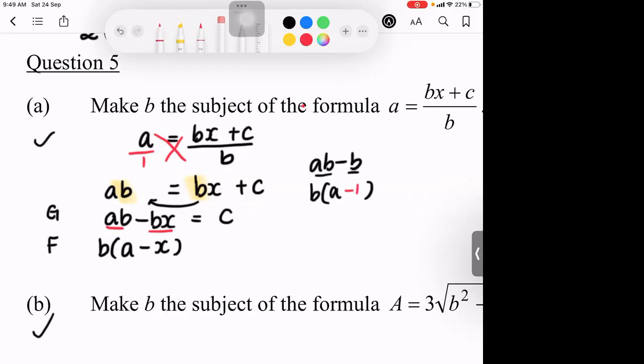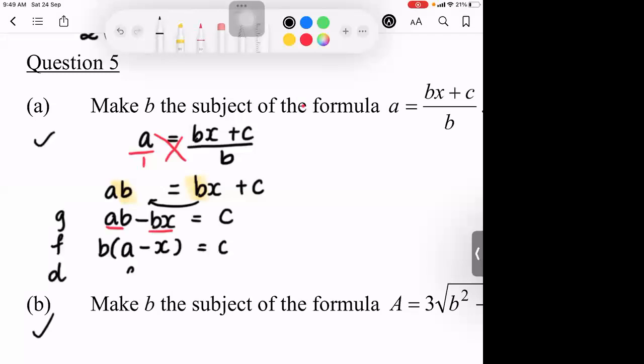Okay, so for this kind of trap question, you must take note of the question, in case they ask you like that. Then this one over here, I have this already equals to C. Last but not least, I divide. Okay, GFD. So divide away the B. So A, I want the B, divide away the A minus X. So it's C over A minus X. Then this whole thing is my answer.